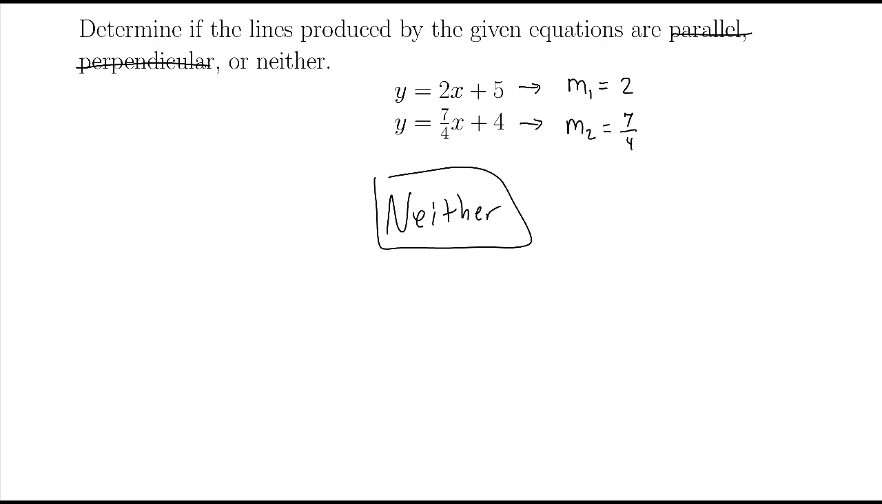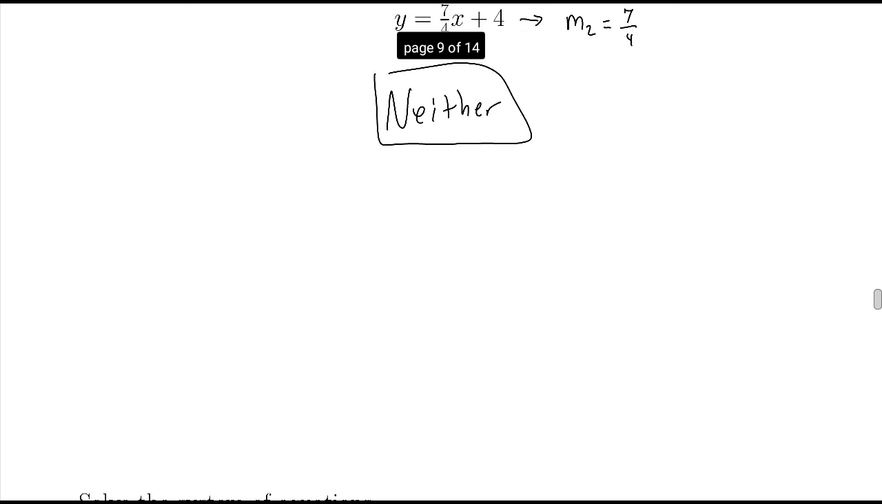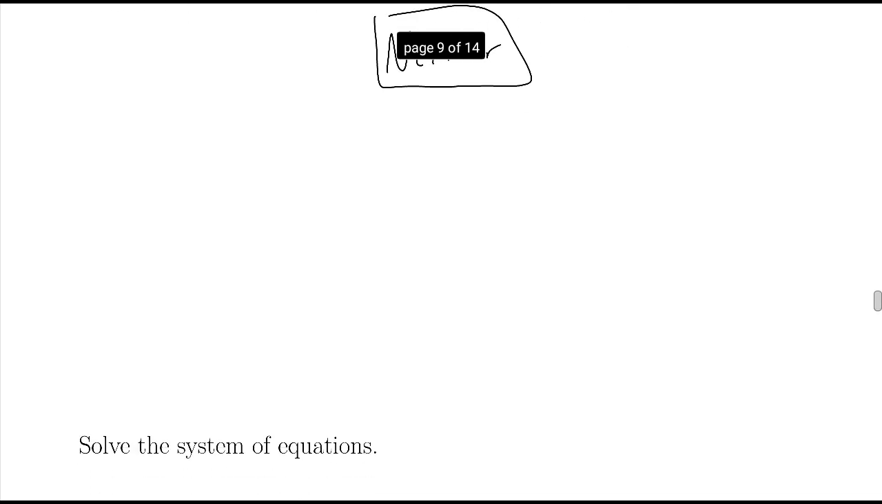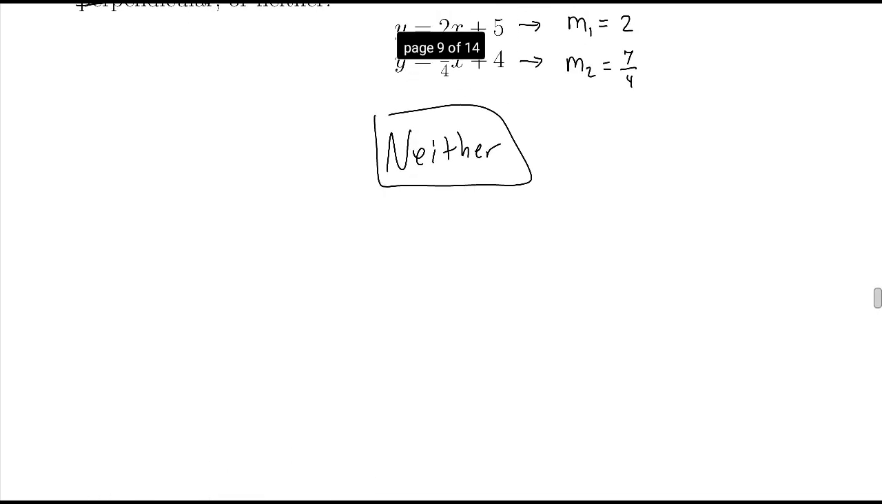Okay, so now the second part of this question is to solve the system of equations. In other words, find out at what point do these two lines intersect. y equals 2x plus 5 and y equals 7/4 x plus 4. Okay, so let me write those again. y equals 2x plus 5 and y equals 7/4 x plus 4.